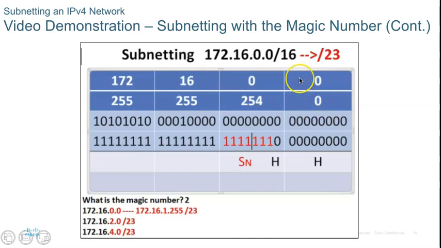In this case, for whatever reason, what is the magic number here? They said we had borrowed 23. All right, we need 23 bits, so we have 8 here. We have 8 and 8, 16, and you need 23. So you're going to count the number: 16, 17, 18, 19, 20, 21, 22, and 23.